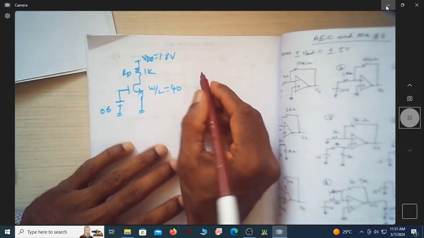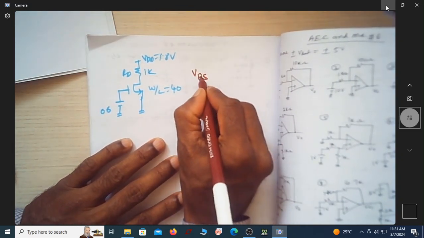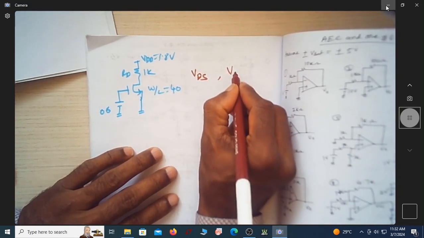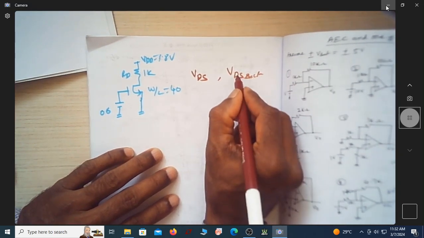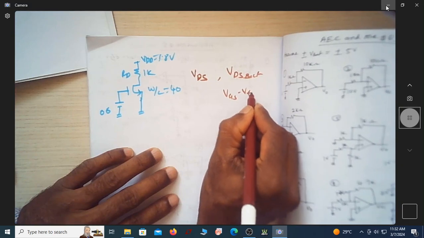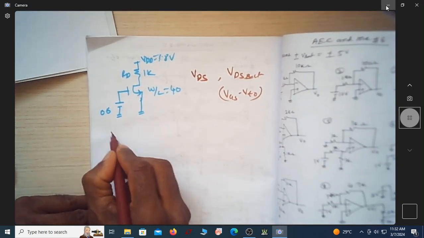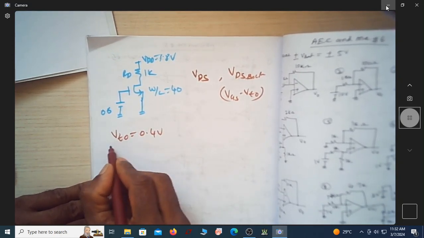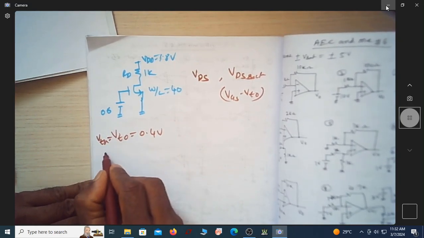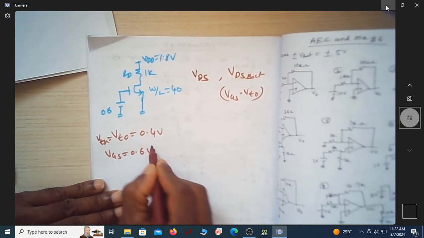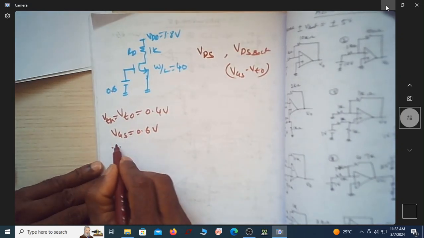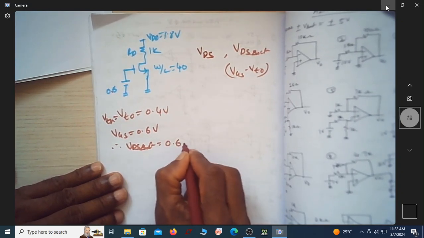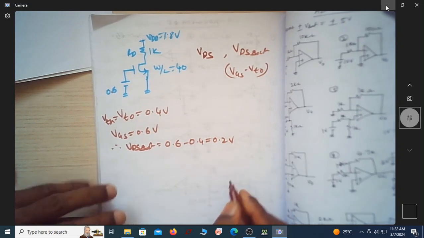We have to find what is VDS, because we have to compare VDS with VDS sat. VDS sat is given by VGS minus VTO. VTO is equal to 0.4 volt, that is the threshold voltage. We also call it VTH, and VGS in this case is 0.6 volts. Then VDS sat is 0.6 minus 0.4, which is 0.2 volt.